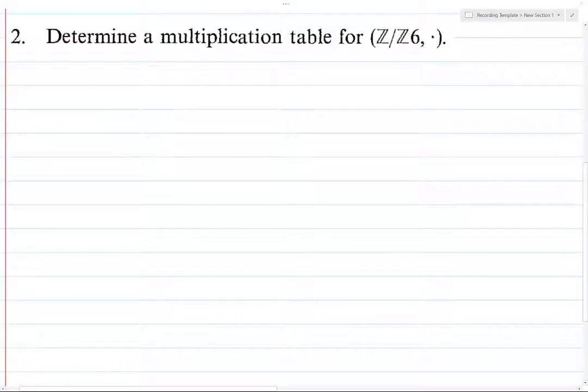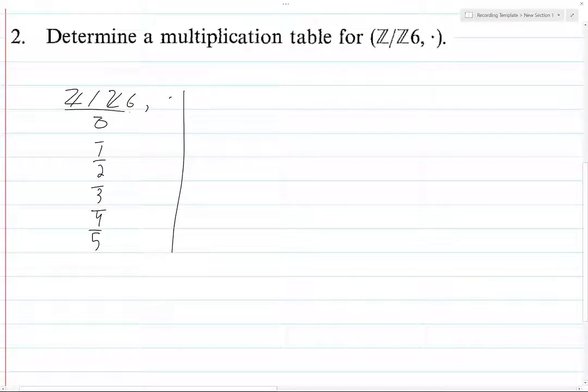Alright, another multiplication table. So let's get to work on this. Z mod Z6 or 6Z, whatever. I think I learned it first as 6Z, but now Jacobson uses Z6, and now I don't know what's true in my life anymore, but I'm just going to go with what Jacobson says for now because I'm working out of his book. So Z mod Z6.